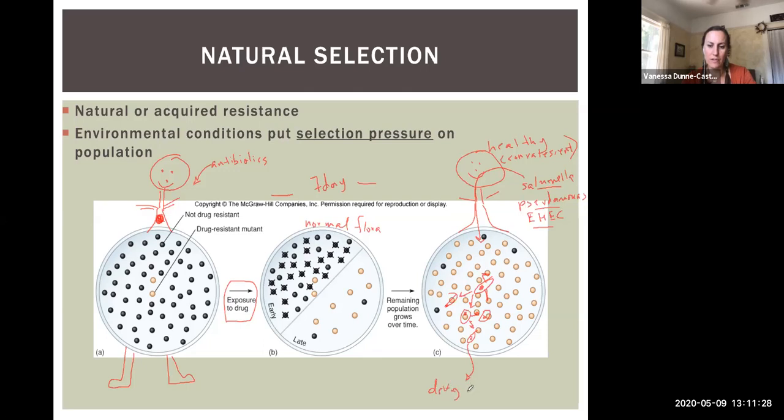pathogens. Drug resistant pathogens are going to come out the other end, right?